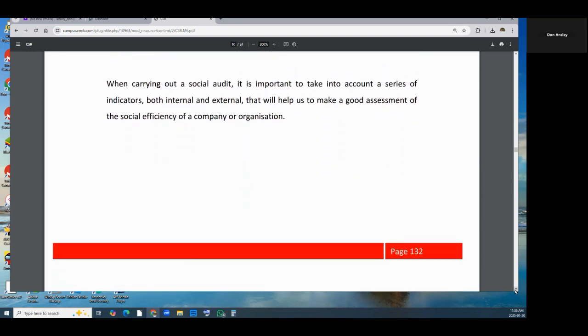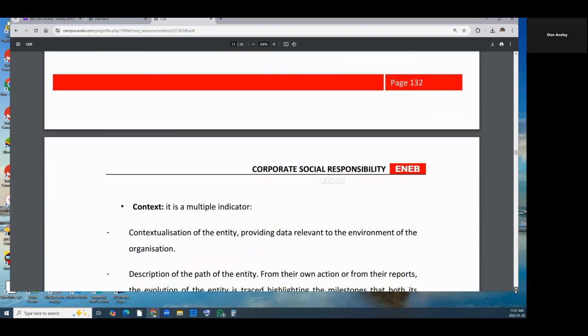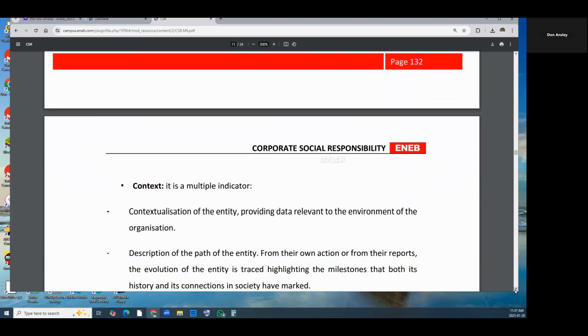Now, when carrying out social audits, it is important to take into account a series of indicators, both internal and external, that will help us to make a good assessment of the social efficiency of the company or organization. Context. It is a multiple indicator.